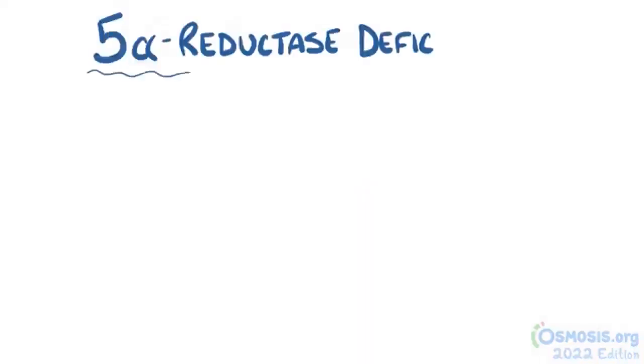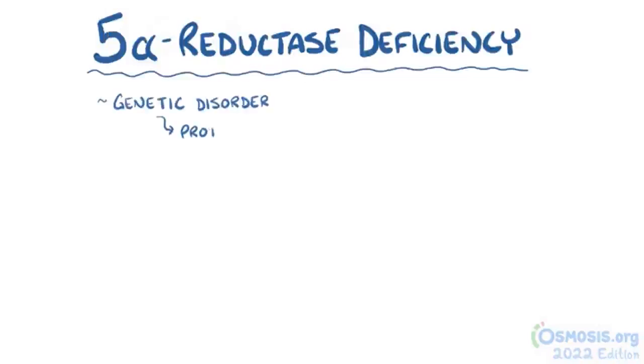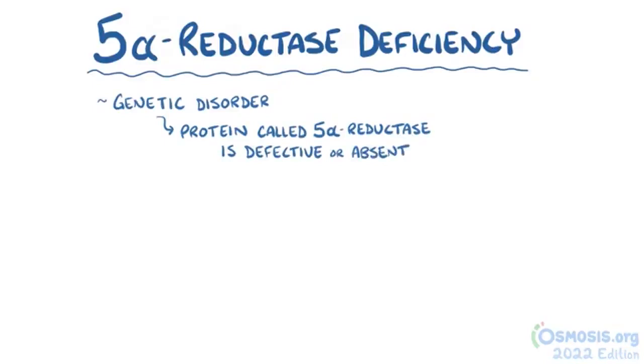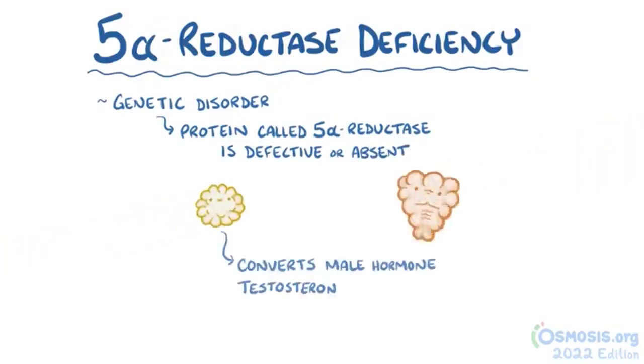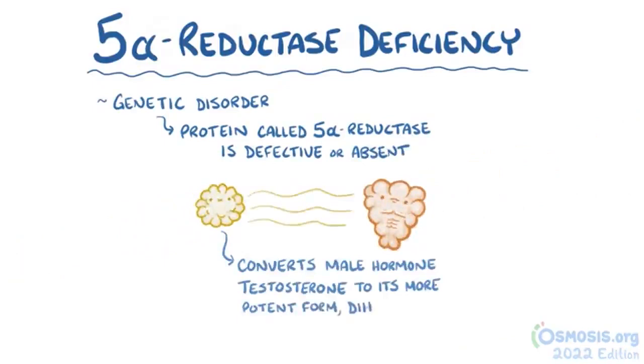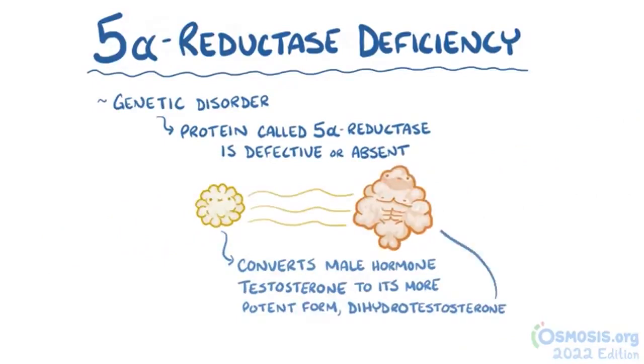5-alpha reductase deficiency is a genetic disorder in which a protein called 5-alpha reductase is defective or absent. 5-alpha reductase is an enzyme that converts the male hormone testosterone to its more potent form, called dihydrotestosterone. One of the most important roles of dihydrotestosterone is to help male external genitalia develop in a male fetus.